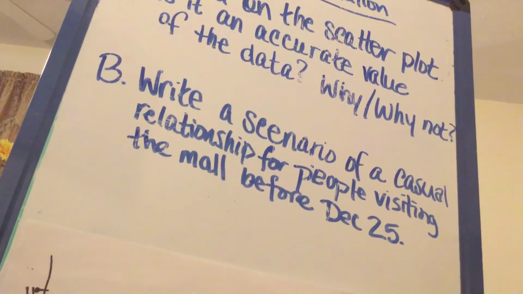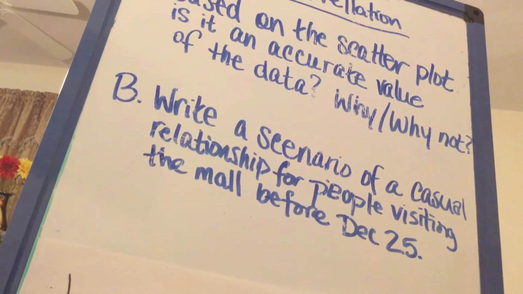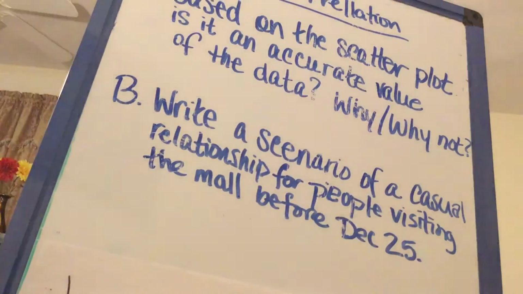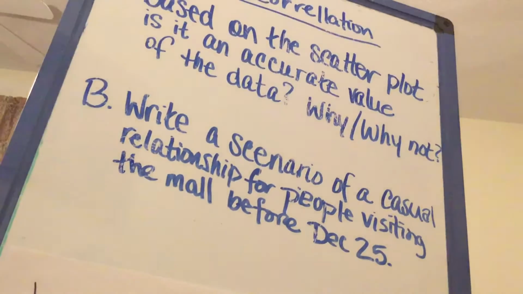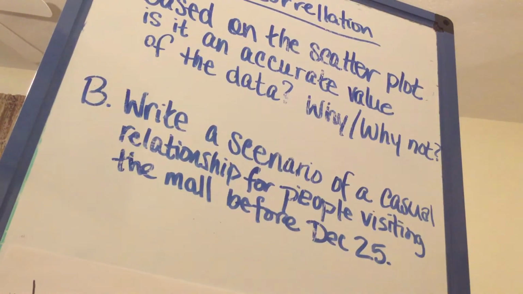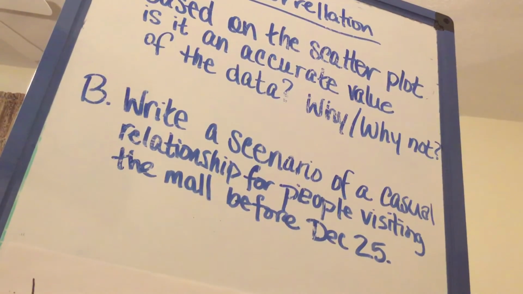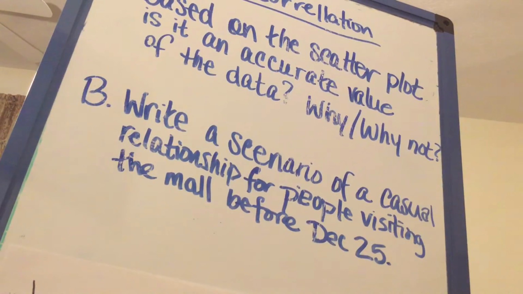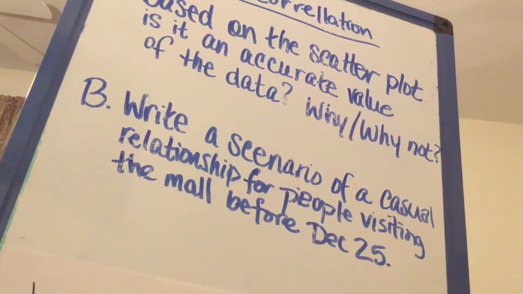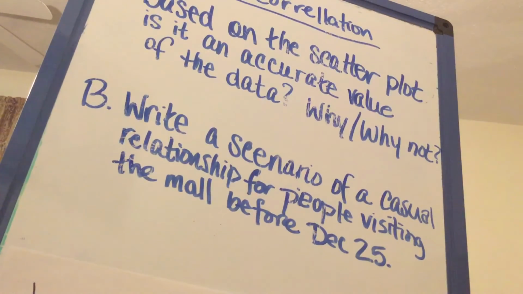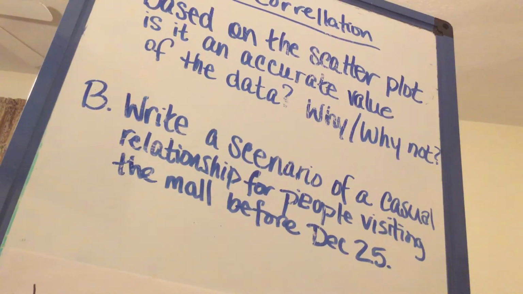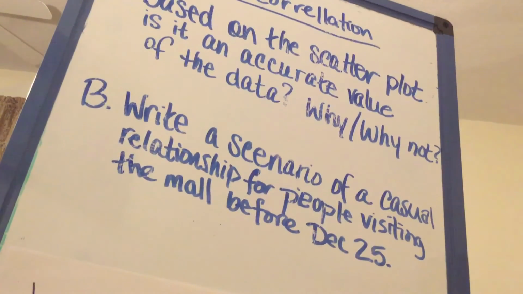Now let's look at B. Now we're going to kind of turn it around. It says, write a scenario of a casual relationship for people visiting the mall before December 25th. So in other words, what B is asking you to do is write a short essay. In order for you to get your 5 points, because this is a 10-point question, but this is not a hard part.